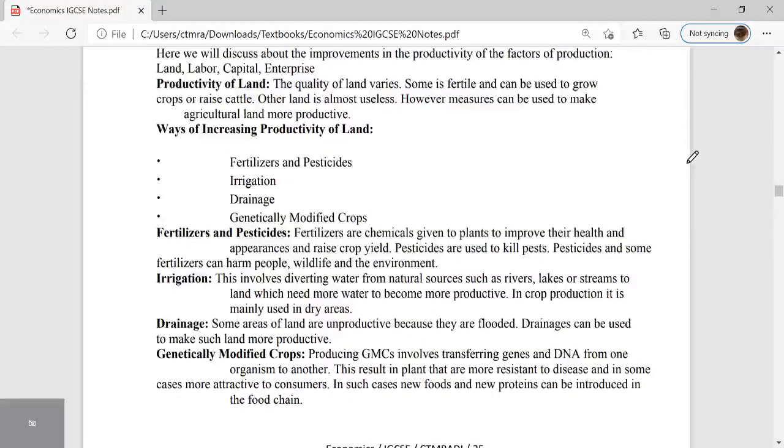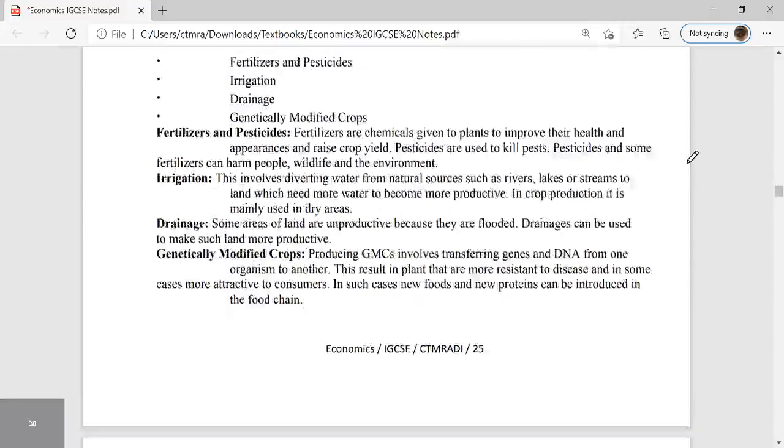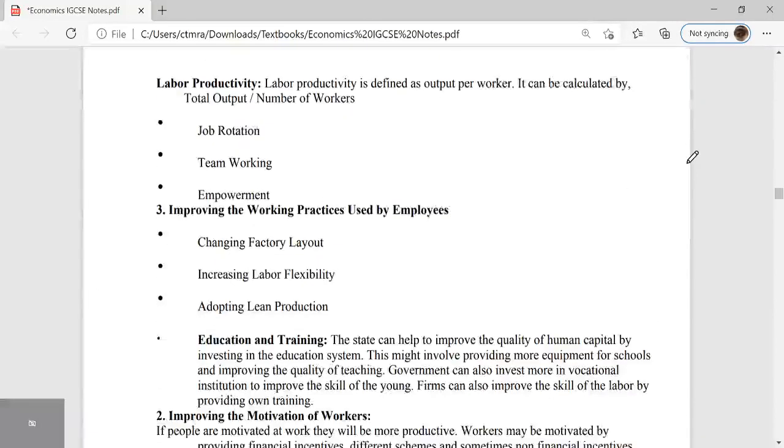Then we have genetically modified crops. This kind of technology will help firms to increase the output. Next, labor productivity can be improved by providing training and education.